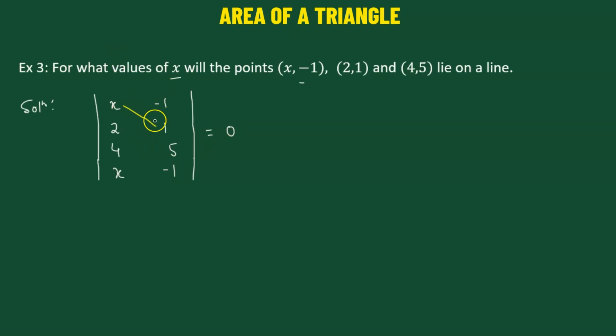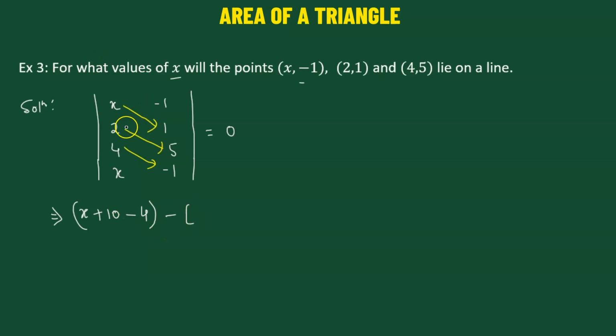So we have x multiplied by 1, that gives us x. Then we have 2 multiplied by 5, so that's going to be 10, so we're going to add 10 to it. And then we have 4 multiplied by negative 1, so that's negative 4. So we subtract negative 4 from it. So this is going to be one set, and from here we're going to subtract.